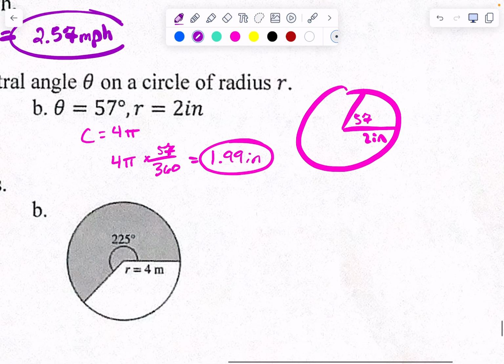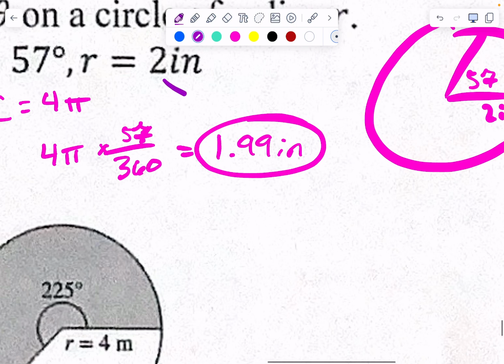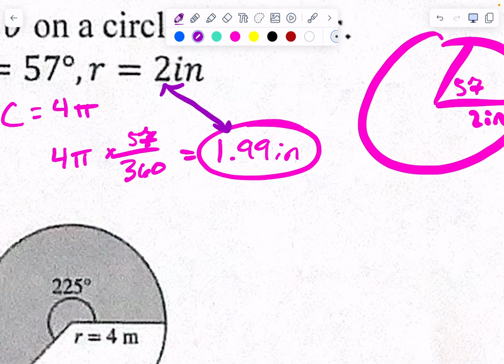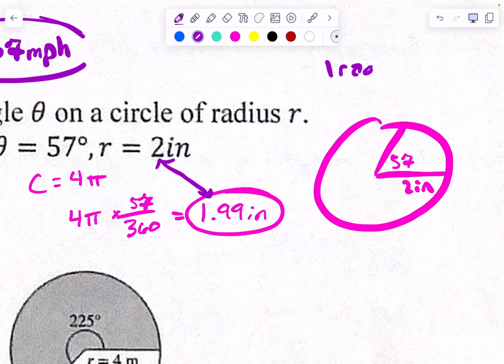Did you get B? 1.99? 1.99 is awfully close to the radius, right? 1.99 versus a radius of 2. Why is that? 1 radian is how many degrees? 57.3. 1 radian equals 57.3 degrees. I did that on purpose, right? So that you could see I'm going about 57 degrees, so it's going to be about the same as what the radius was.